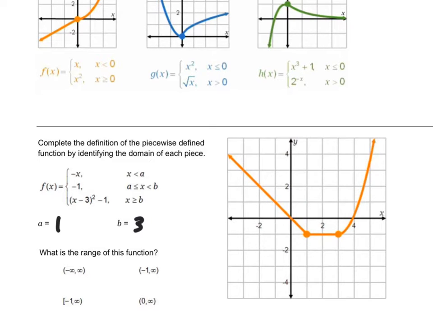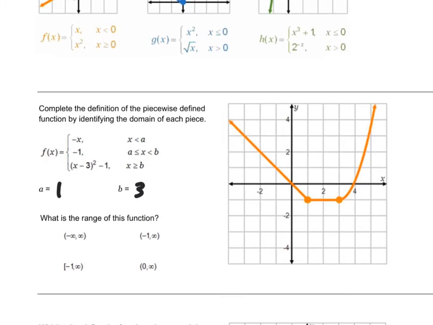Okay, we know the domain, but what's the range? And the range is the y values. Where do we start and where do we go up from there? And we start at negative 1, okay? We don't have any y values that are below negative 1. But we have to include negative 1 because we have actual y values at negative 1. So therefore, we choose this one because the bracket means that we include negative 1. Okay?